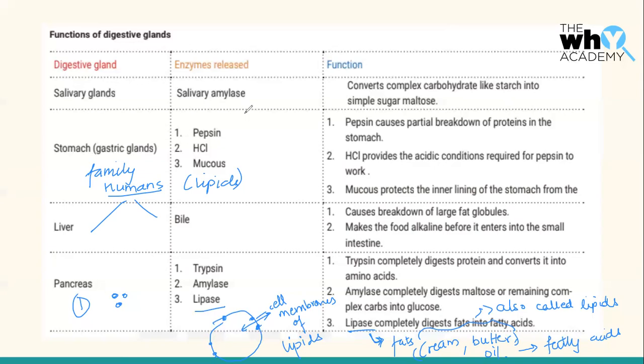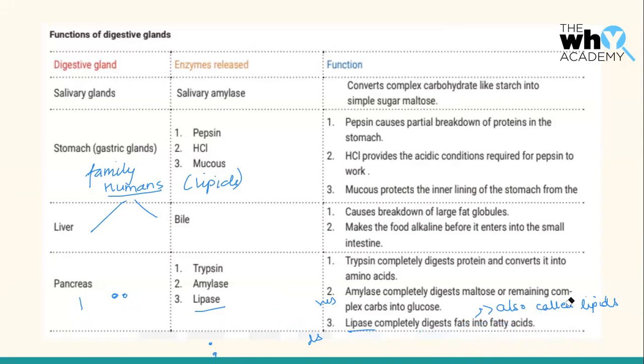Pancreas forms the lipid molecule in the form of an acid. No. Pancreas does not do anything. Pancreas only secretes these enzymes. The pancreas does not do any kind of digestion. Okay, it is a gland. Also a part of the lipid only, right?